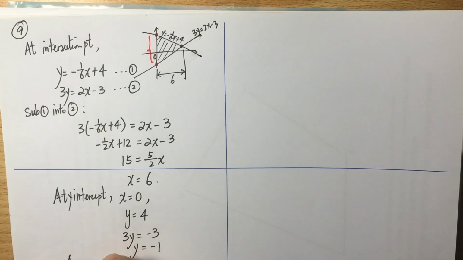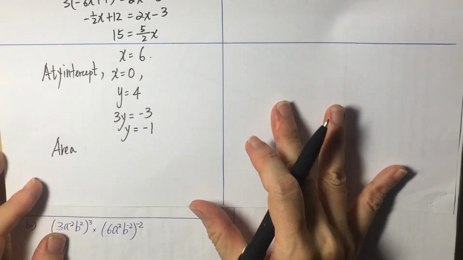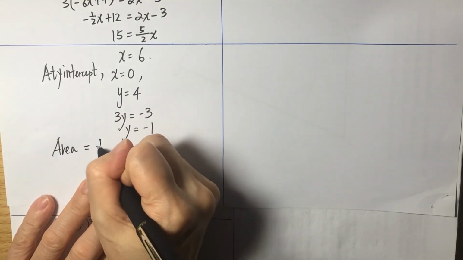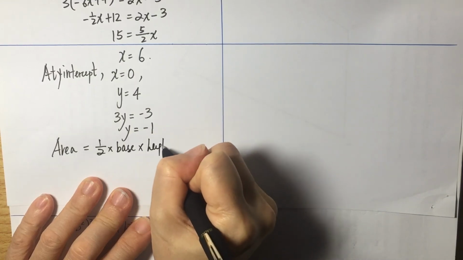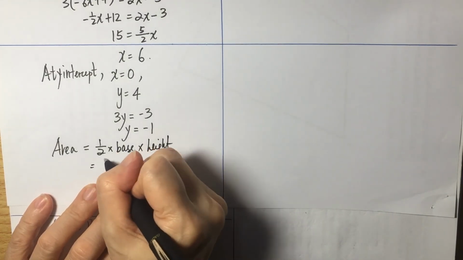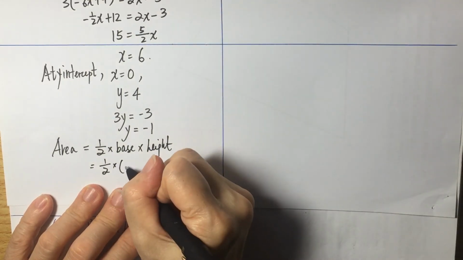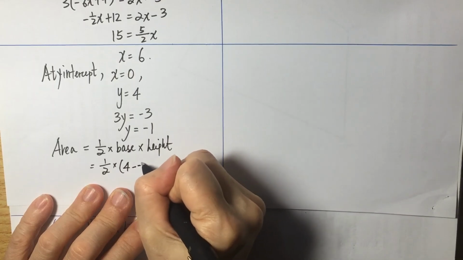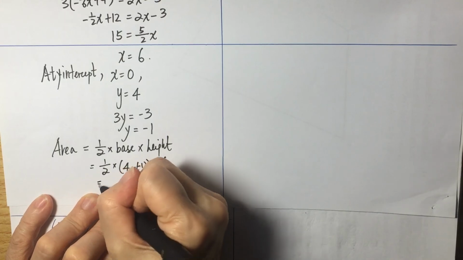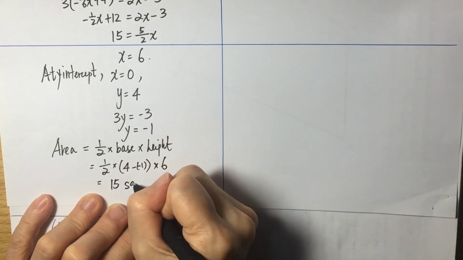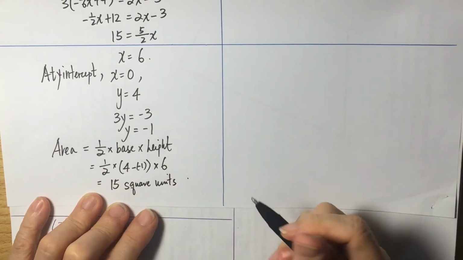So therefore, the area, okay, how do I find area? Area will be half base times height. Okay, so what is the base? Base is 4 minus negative 1, which is 5 here. The height is 6, so I'm actually getting 15 square units for the area.